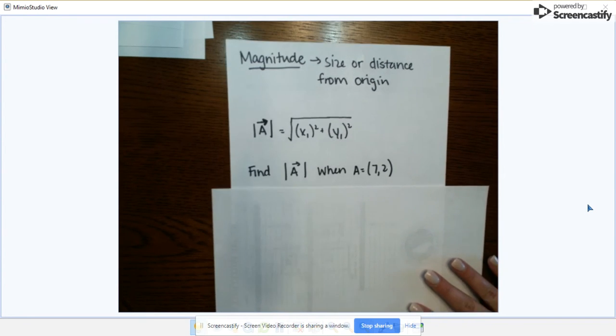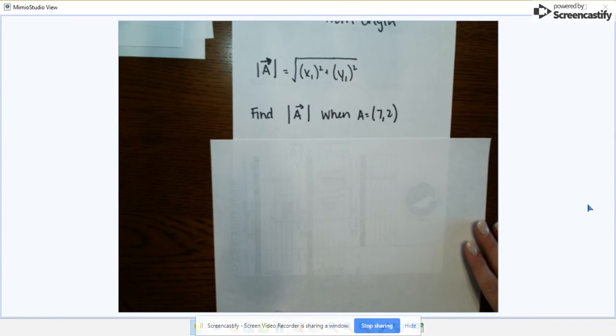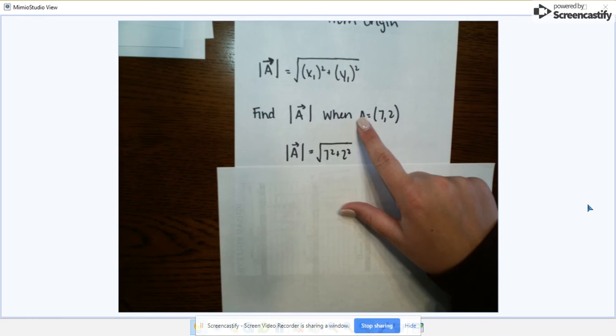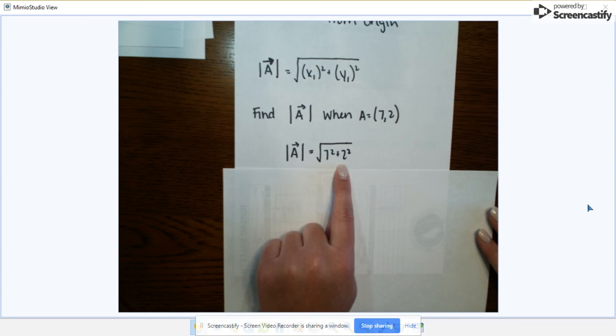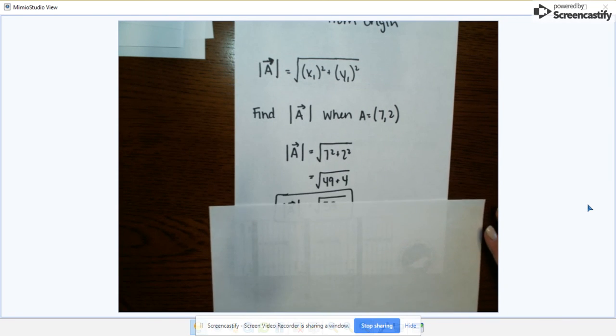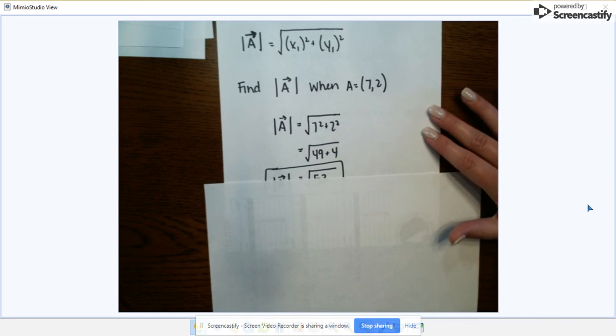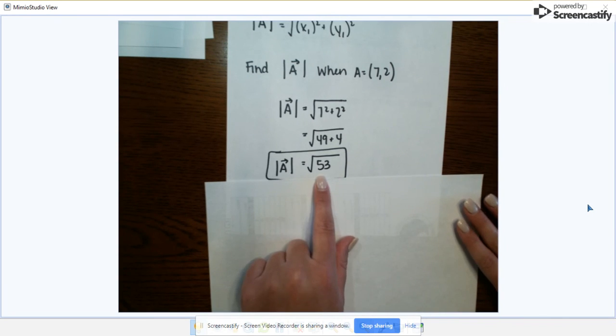So here if we find the magnitude of vector a, I should have an arrow over that a, my apologies. Our magnitude would be the square root of 7 squared plus 2 squared. Simplify that to be 49 plus 4, to give you our magnitude being the square root of 53.